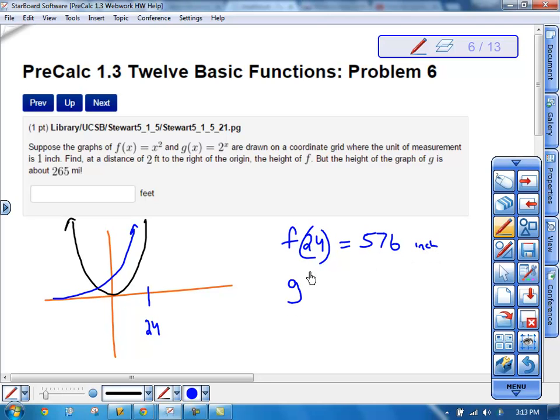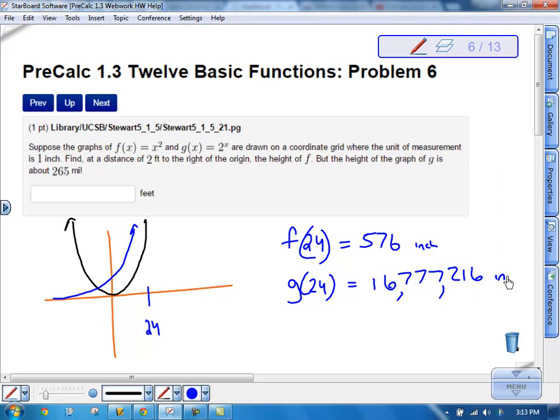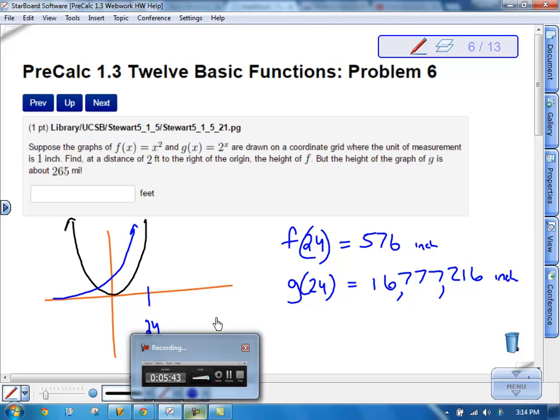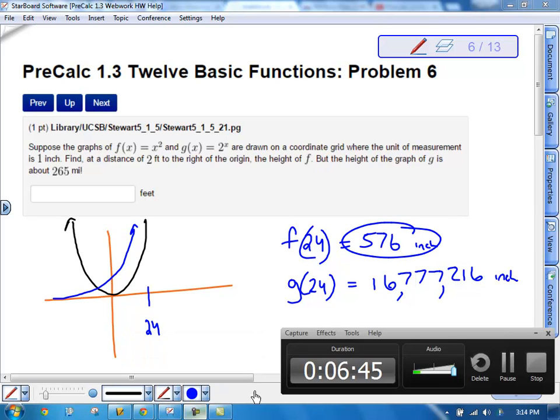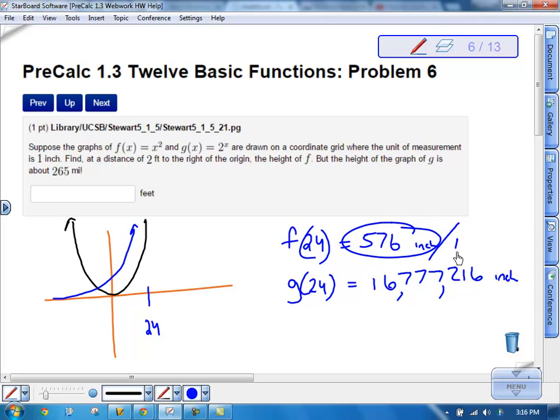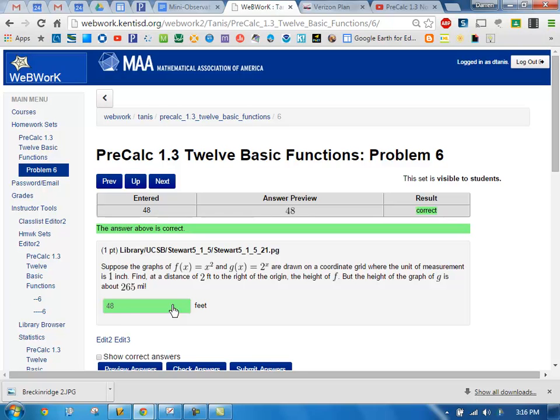But on the exponential function, if you go out 24, you're up this number, which would be 16 million inches, about. So exponential function grows really, really fast. But they're asking for the height of f, so you should be able to enter in 576. I'm sorry, we have to divide this by 12 actually because it wants it in feet. If you check this out, it asks for feet, so divide by 12.